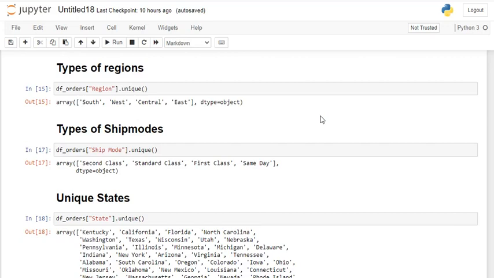Let us see how many types of regions are there. If you call region unique, it is going to give 4 types of regions: south, west, central and east.